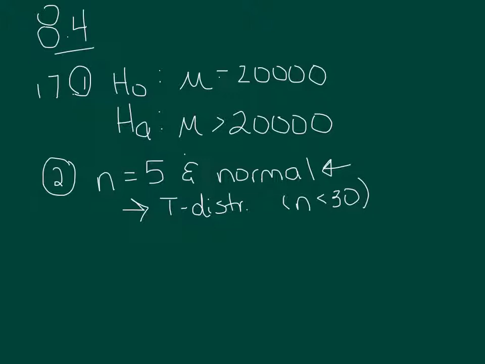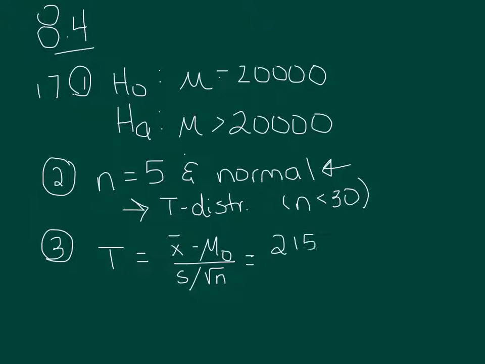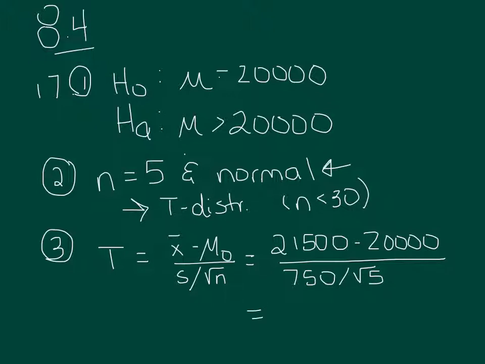So we know we're going to use t instead of z because we have a small sample instead of a large sample. The next thing we do is calculate our t statistic, and it's very similar to the z statistic. Actually, I think it's pretty much the same. So x bar was given in the problem, the mean for the 5 samples was 21,500. Our mu naught is 20,000, so we subtract that, and then we divide by s, which was 750 in the problem, over the square root of 5. You calculate all that out, and I got a test statistic of 4.47.